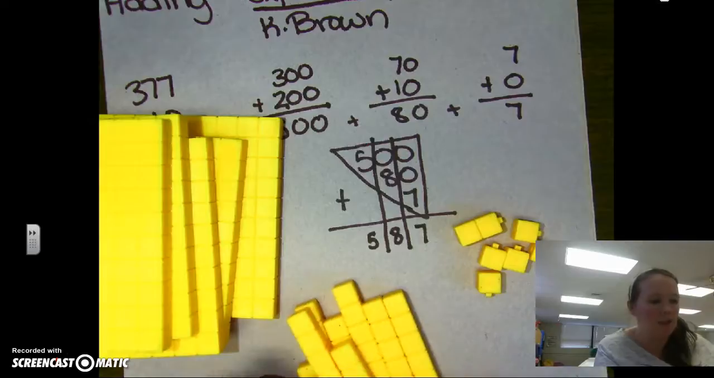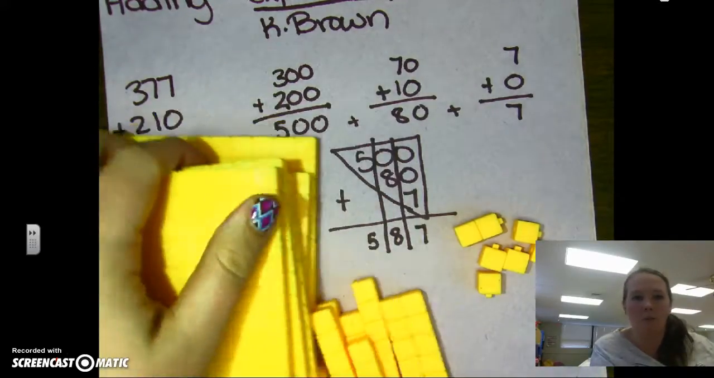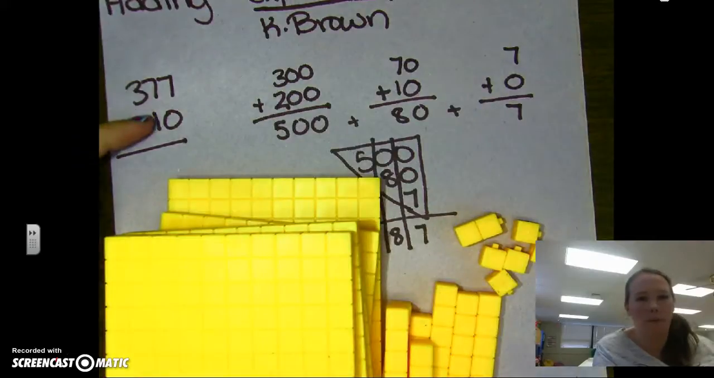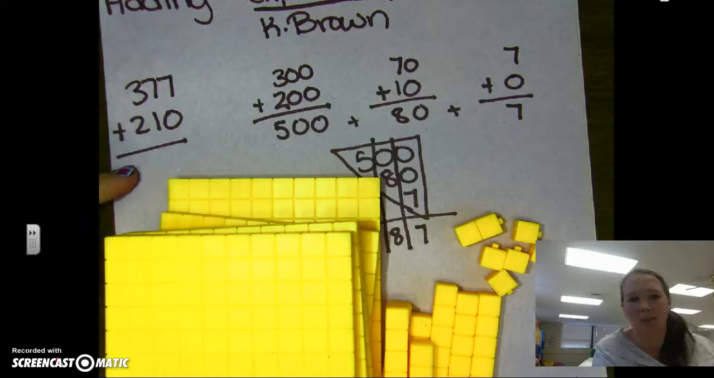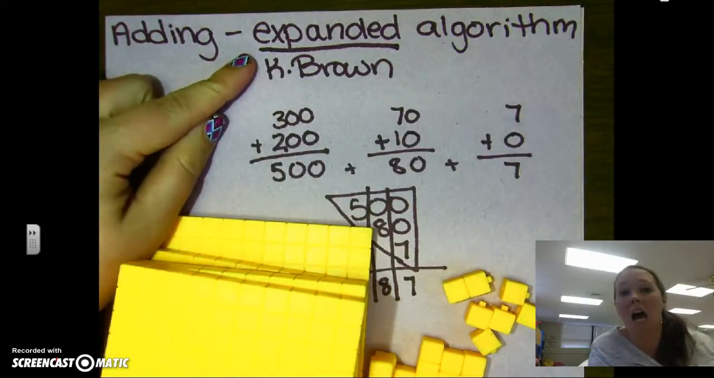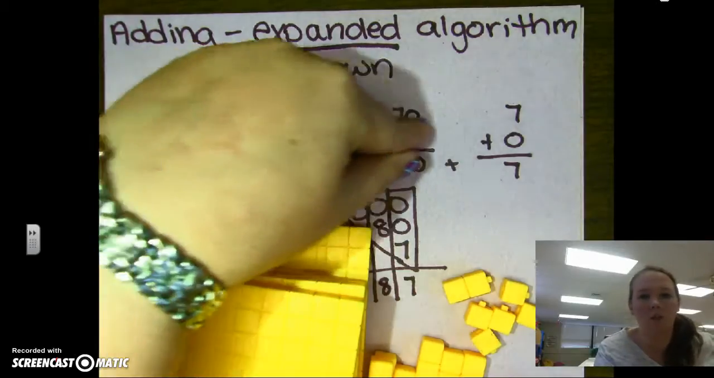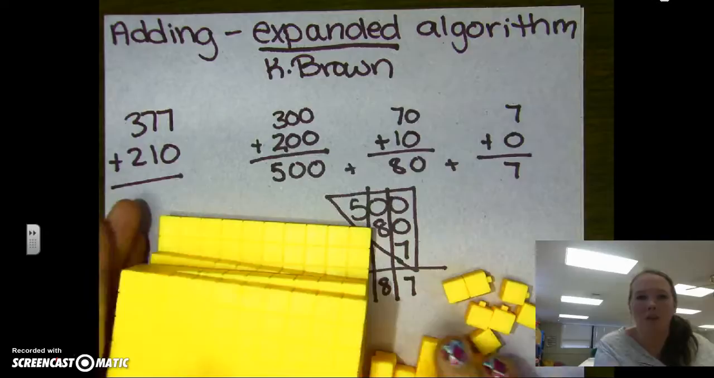So you can see that by adding the place values together, we get the same answer as if we would go ahead and add this the way you're probably used to. 7 plus 0 is 7, 7 plus 1 is 8, 3 plus 2 is 5. But we're learning the expanded algorithm. So remember, expanded means to stretch it out. So we're stretching it out into each of the place value parts.